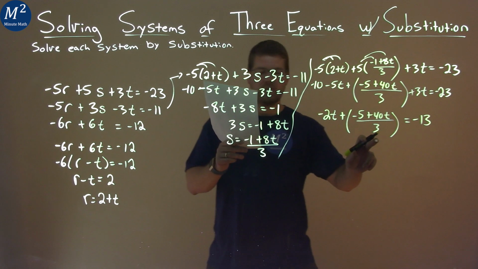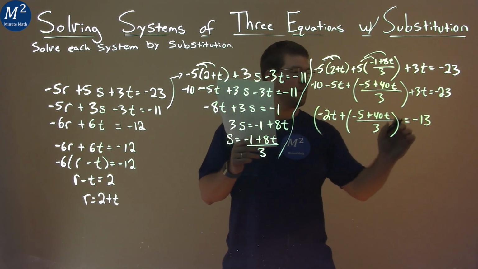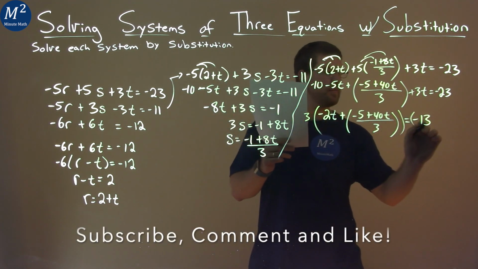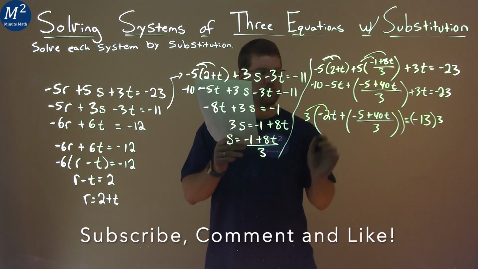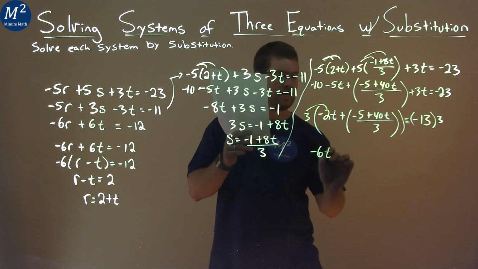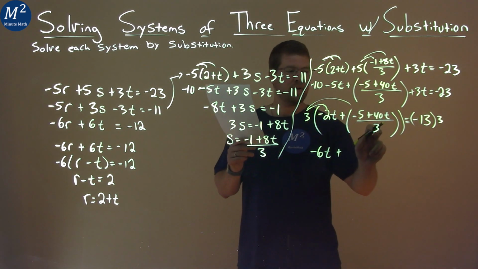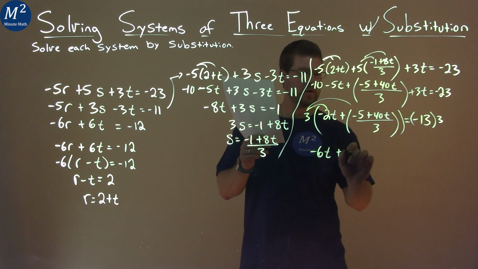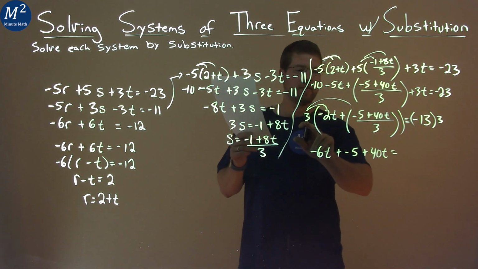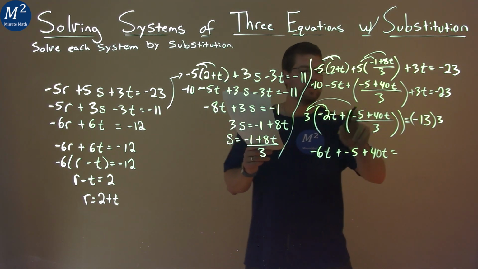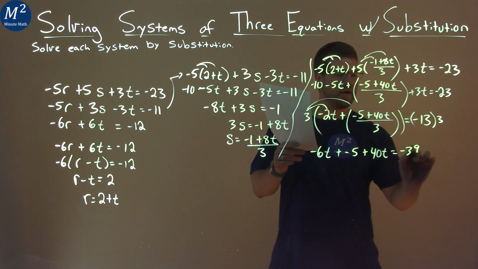Well, I want to get 3 out of this denominator here, but I want to keep my t's on the left-hand side. So what I'm going to do is multiply both sides here by 3. In doing so, this is what happens. 3 times negative 2t is a negative 6t. Plus, 3 multiplied by this fraction cancels out the 3 in the denominator. So we're left with just the numerator of negative 5 plus 40t. Be careful with that step right there. That 3 will cancel out with this 3 down here. So we just bring down the numerator. And then negative 13 times 3 is a negative 39.